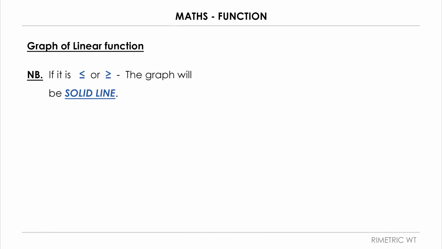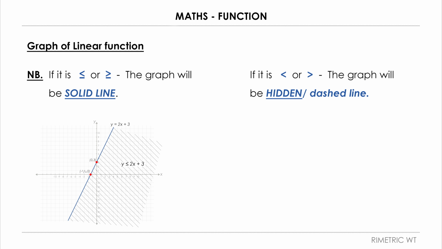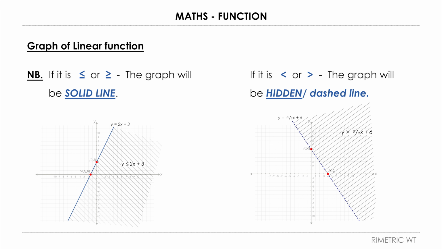On a general note, if it is less than or equal to or greater than or equal to, then the graph will be a solid line, as we saw on the first example. And if it is strictly less than or greater than, then the graph will be a hidden or dashed line, as shown on the second example. To wrap everything up, functions describe the rule, equations find the specific points, and inequalities identify the regions.